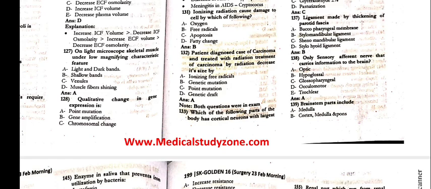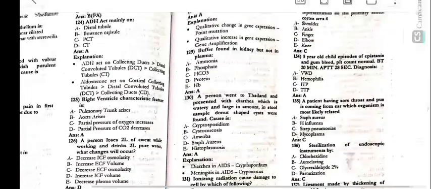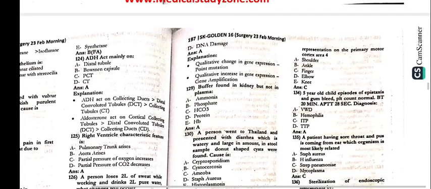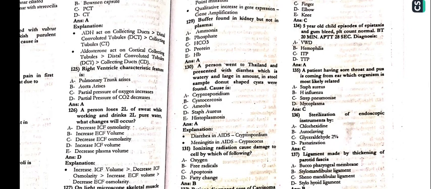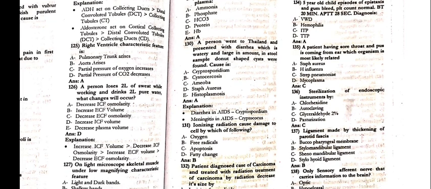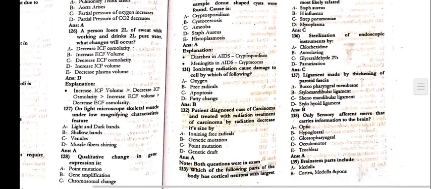133, which of the following parts of the body has the cortical neurons with the largest representation on the primary motor cortex area? Number 4, that is the finger. 134, 5-year-old child, episodes of epistaxis, gum bleed, platelet count normal, BT 20 and APTT 28 seconds, that is basically von Willebrand disease. 135, the patient having sore throat and pus coming from ear, which organism is most likely related to it? That is strep pneumoniae.